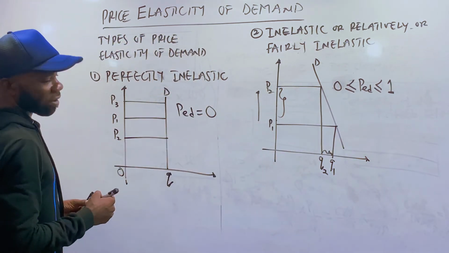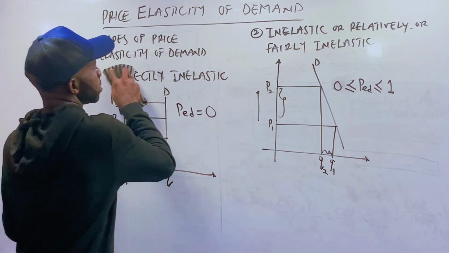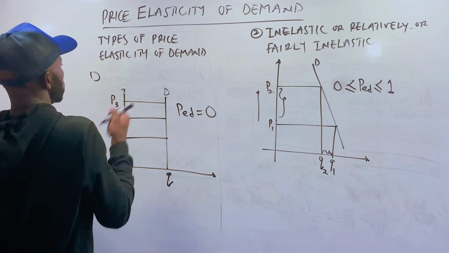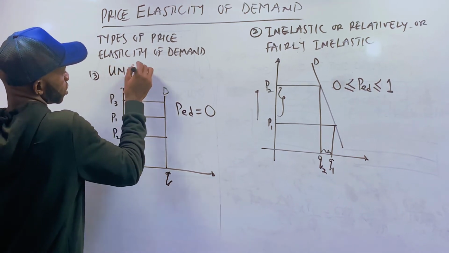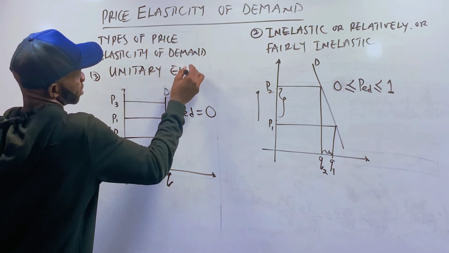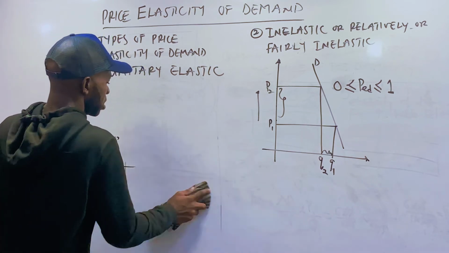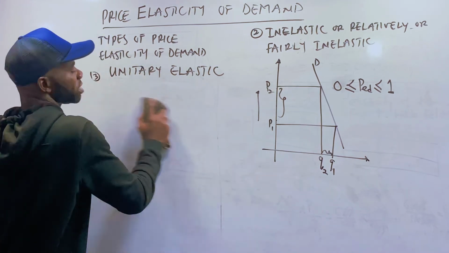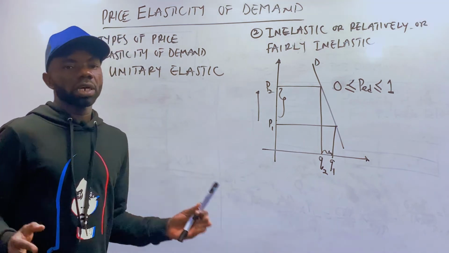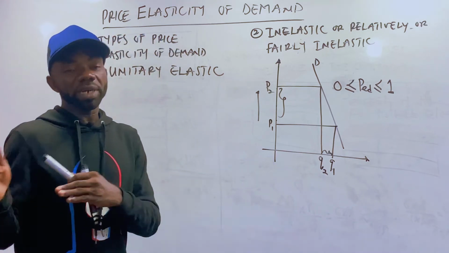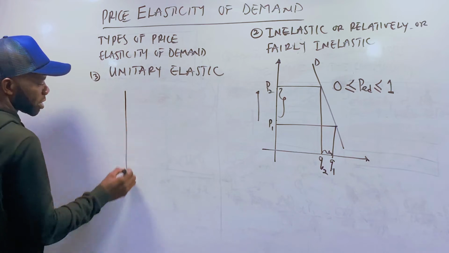So the third one we're going to have is unitary. Types of price elasticity of demand, number 3 is unitary elastic. And demand is said to be unitary elastic when a change in price leads to a proportionate change in quantity demanded. It means that the rate of change in price is the same rate that quantity is going to respond. So it's unitary, it's the same, it's equal. And this is the diagram representing that.